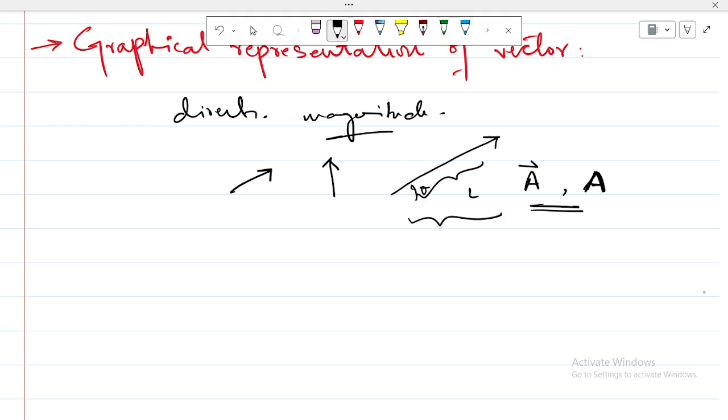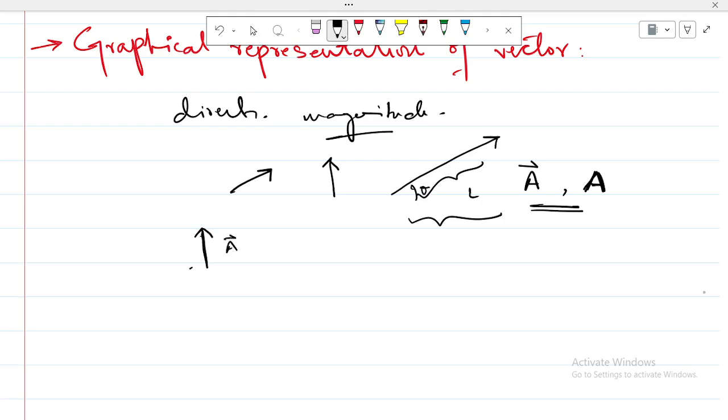Anyways, as far as the representation of a vector is concerned, it is only about drawing an arrow in whatever direction the vector is in, as well as taking care of the fact that the length represents the magnitude. Anyways, so we could be drawing, let's say, a vector like this.